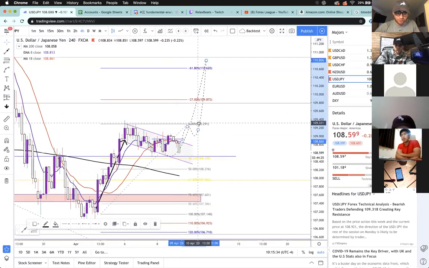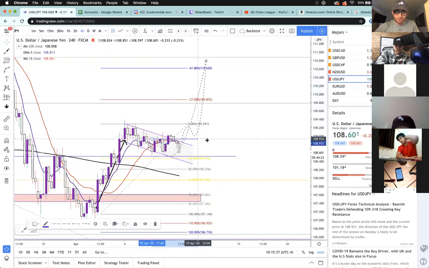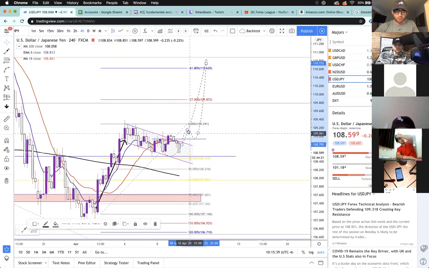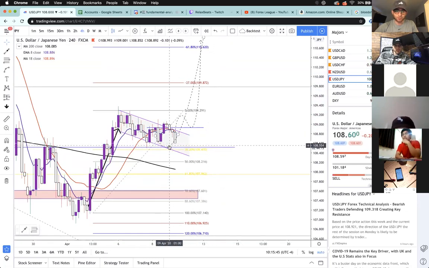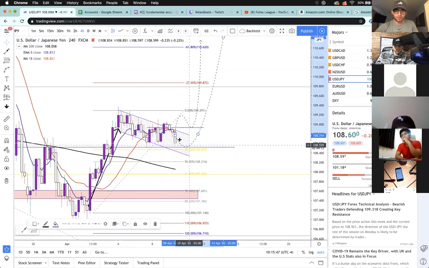This flag is still valid. This flag is definitely still valid. We're going to want a lot of confirmation coming out of it. We're going to really wait for that break and retest. But on the flip side, and we'll move this over as well, this is still in play. We still could bounce off this level for sure.